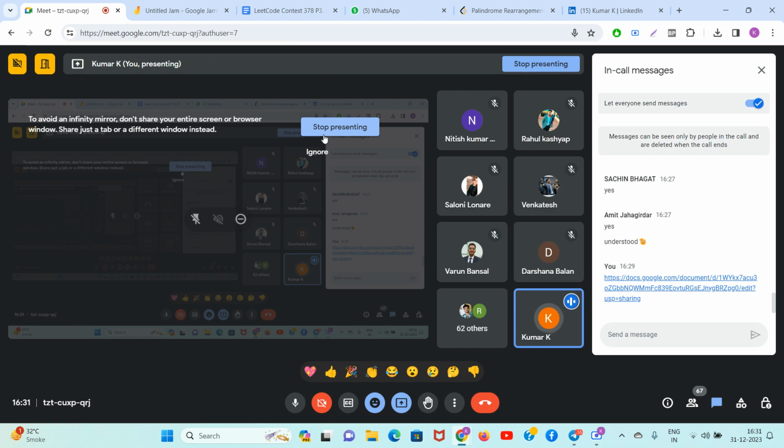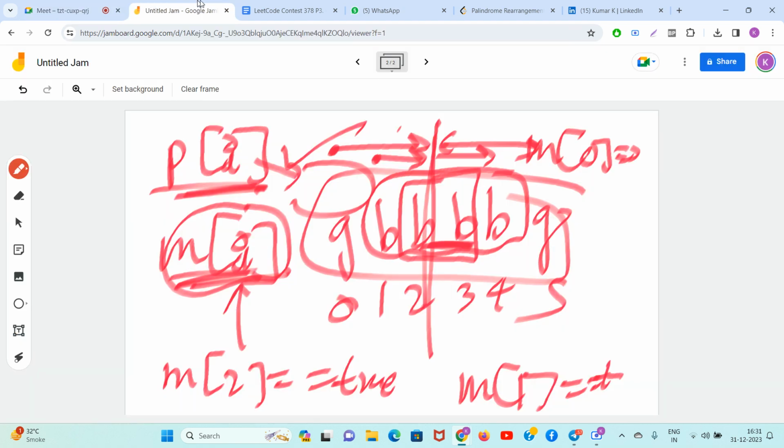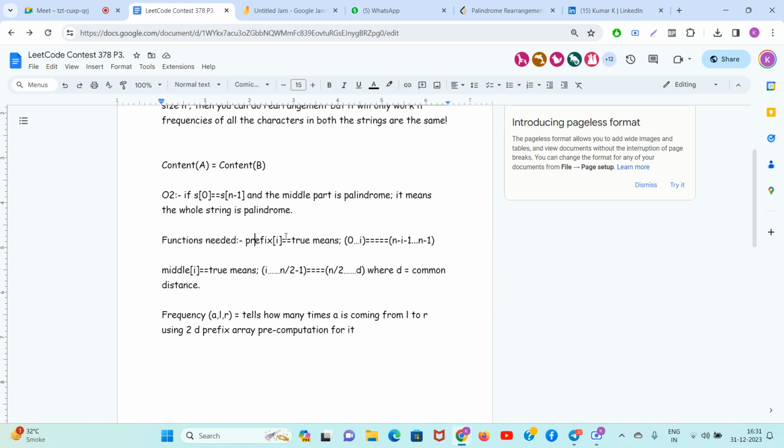Guys, a few people write yes in the chat if the p of I function and m of I function are clear. Okay, good. I have written that here also. Prefix of I, m of I. These things should be equivalent to them. Okay. Here I have not written the exact distance d, but I hope you understand that it goes from I to n by 2 minus 1, till n by 2, till the distance. Okay, you understood this also.